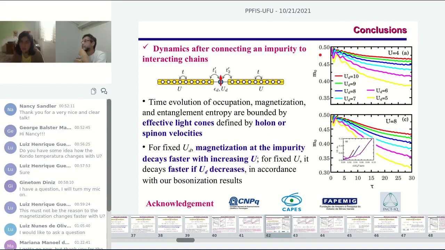Now, if we look at the magnetization at the impurity site as a function of time, we saw that for fixed values of UD, the magnetization decays faster if you increase the interaction in the wires. And if instead we fix U and analyze the situation for different values of UD, then we see that the magnetization decays faster if UD decreases. And this is in general accordance with our theoretical results.